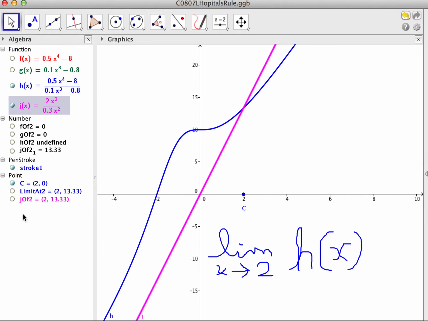If we do direct substitution into this new function of the value 2, we get a value of 13.33. And so by L'Hopital's rule, we can be sure that the limit of the original function h of x at x equals 2 is equal to the same thing, 13.33.